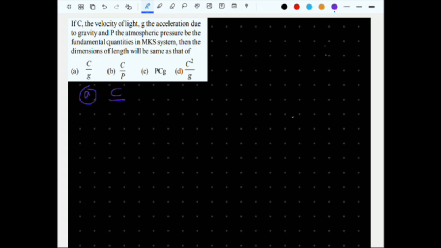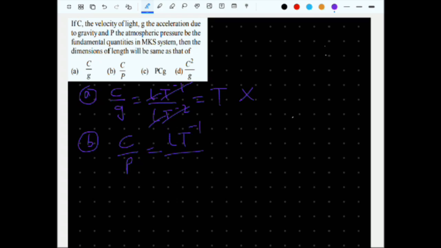See, option A is C by G. C has dimension LT minus 1, which is the dimension of speed, and G will be LT minus 2, which is the dimension of acceleration, so this is not the correct option. Let's go for the second, C upon P. C is LT minus 1. Pressure we can write as force upon area, which is MLT minus 2 upon L square. So this is something like M minus 1 L square T, which is also not equal to L. We have to find a quantity whose dimension is just L.